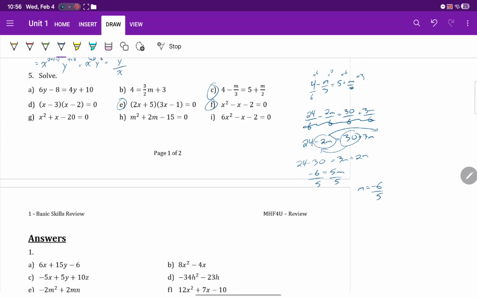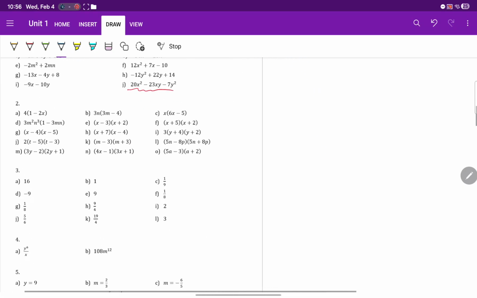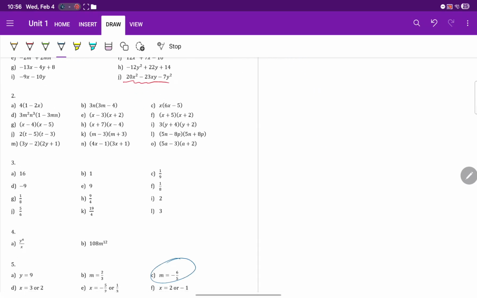Let's check that answer for C. That looks pretty good. Negative 6 over 5. Okay.